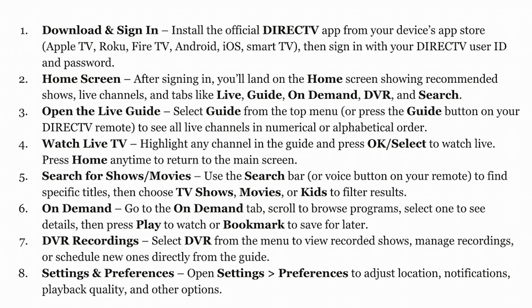After signing in, you'll land on the home screen showing recommended shows, live channels, and tabs like Live, Guide, On Demand, DVR, and Search. Open the Live Guide, select Guide from the top menu to see all the live channels in numerical or alphabetical order.